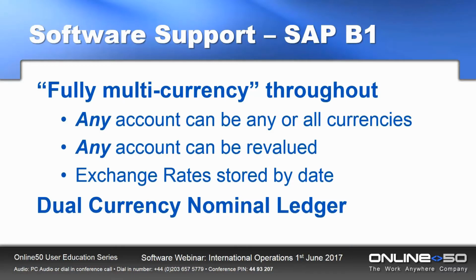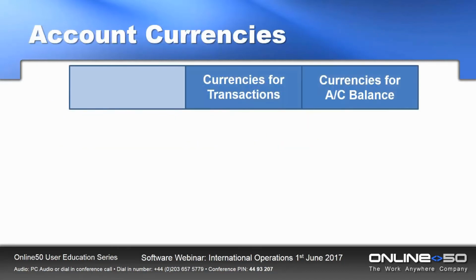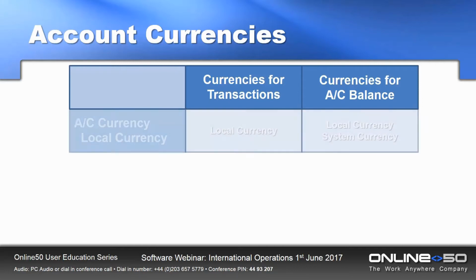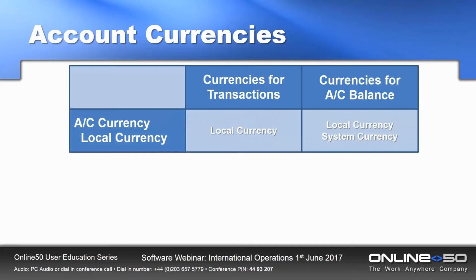Okay, we're now going to look at how SAP Business One handles the posting of multiple currencies. As I previously said, any account can be set to handle any currency or all currencies. So how does this affect posting transactions? The two currencies that can be set on the nominal ledger are referred to as the local currency and the system currency. If an account has been set to the local currency, then postings to that account can be made in the local currency only.